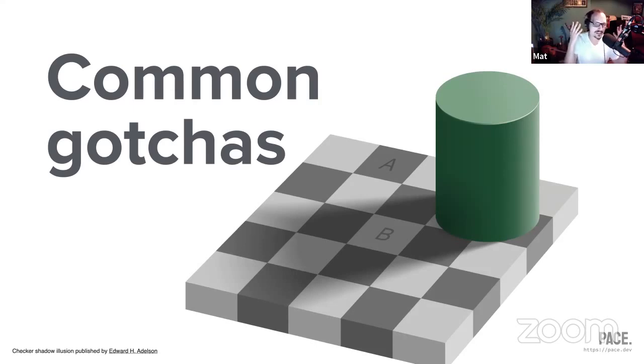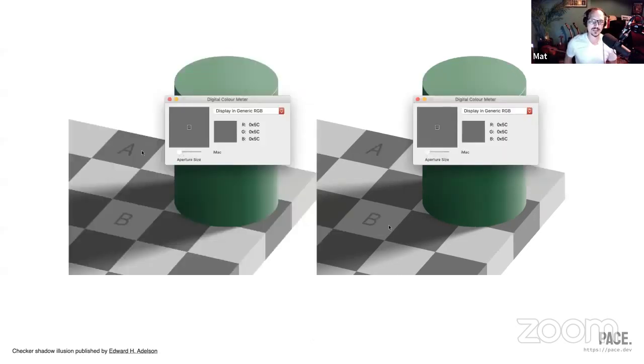Something's going wrong in the software in our brain. It's trying to rationalize that shadow, and it gets it wrong. I promise that A and B are the same color. I checked it with the digital color meter. That's 5C, 5C, 5C, both of them. If you don't believe me, please check that for yourself.